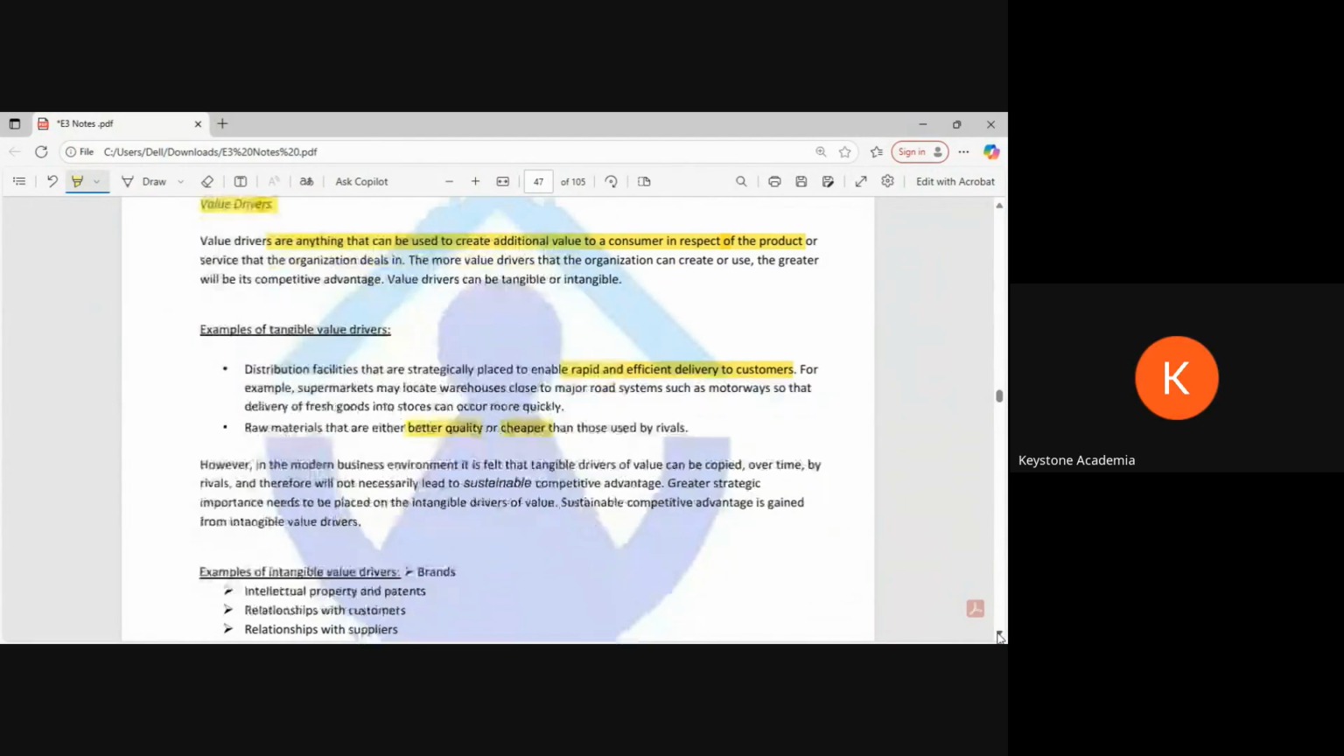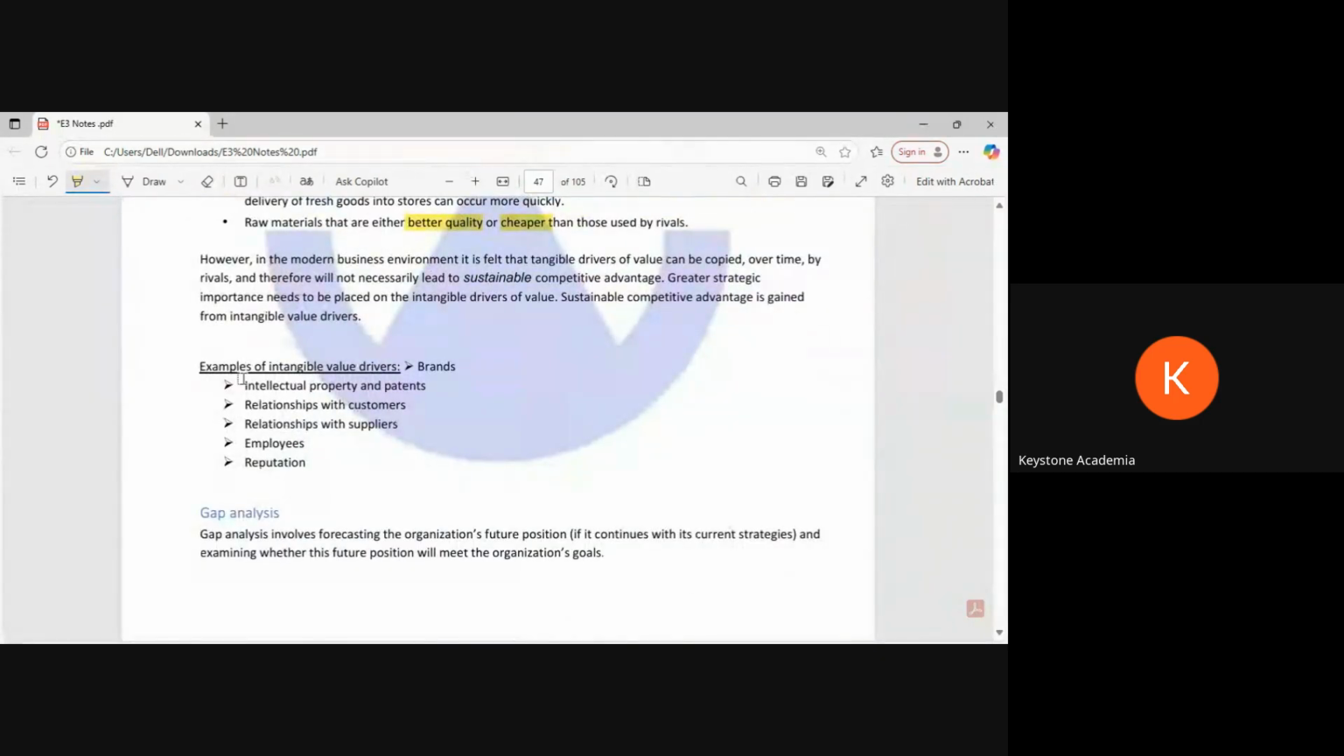So think about this also. Then apart from that, examples of intangible value drivers can also be there: intellectual property, brand. People want to get associated with the brand or communities. Relationship with the customer, with the supplier, employees, reputation.